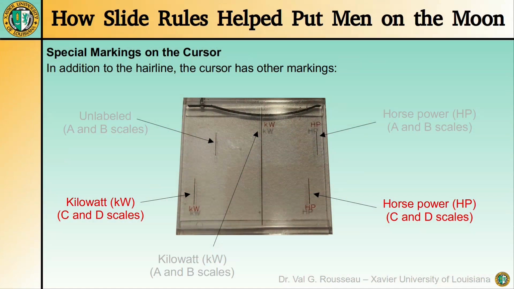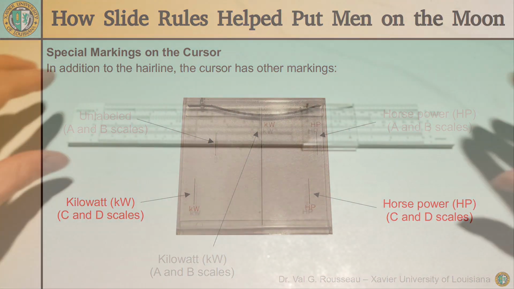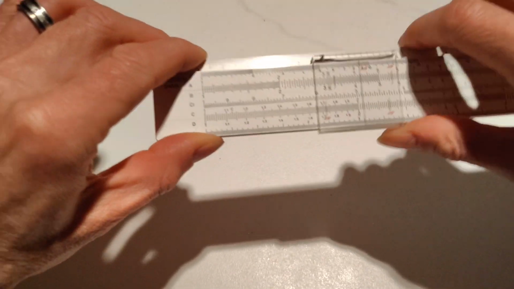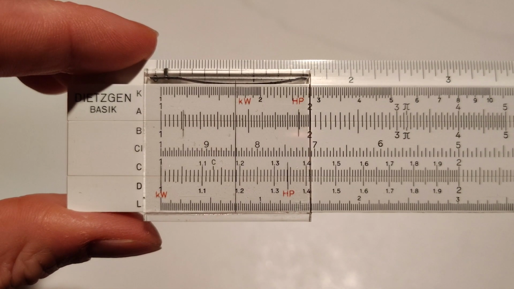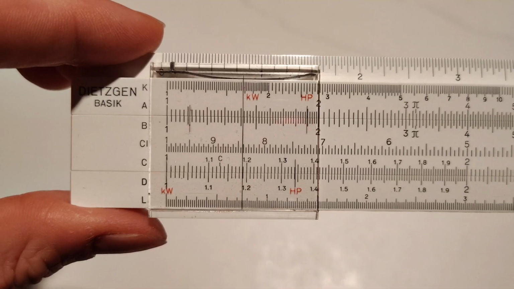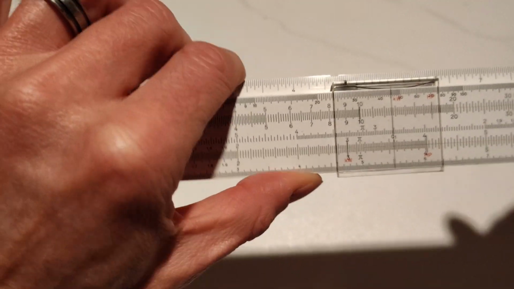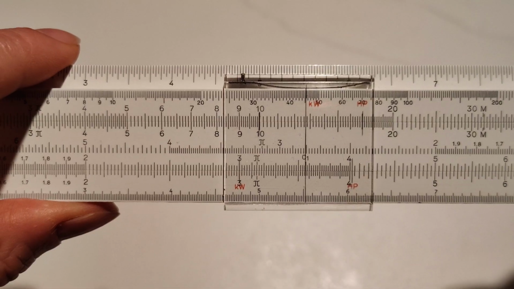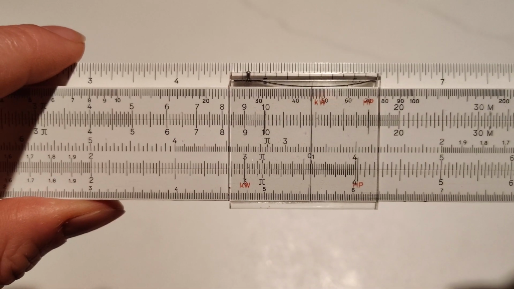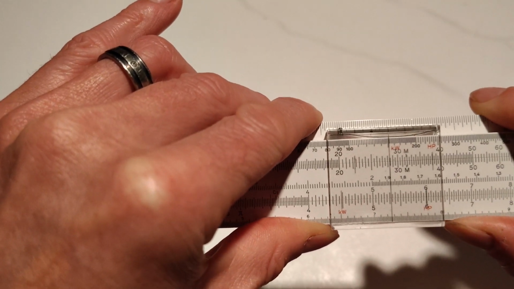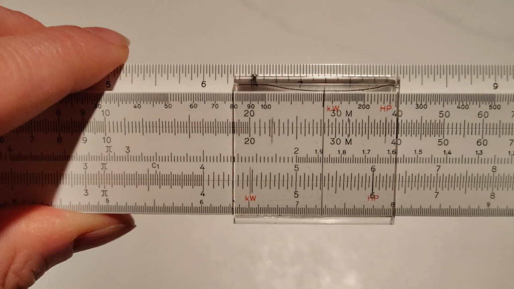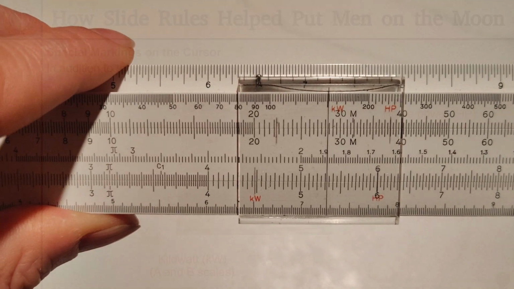Their use is sort of obvious. They allow us to convert between kilowatt and horsepower by moving the cursor only. For example, if we place the kilowatt marking over 1 on the D scale, then we find that the corresponding value in horsepower is 1.34. Here, 3 kilowatts is 4.02 horsepower. Of course, the reverse conversion is possible. Let us select 6 horsepower and we find that it corresponds to 4.48 kilowatts.